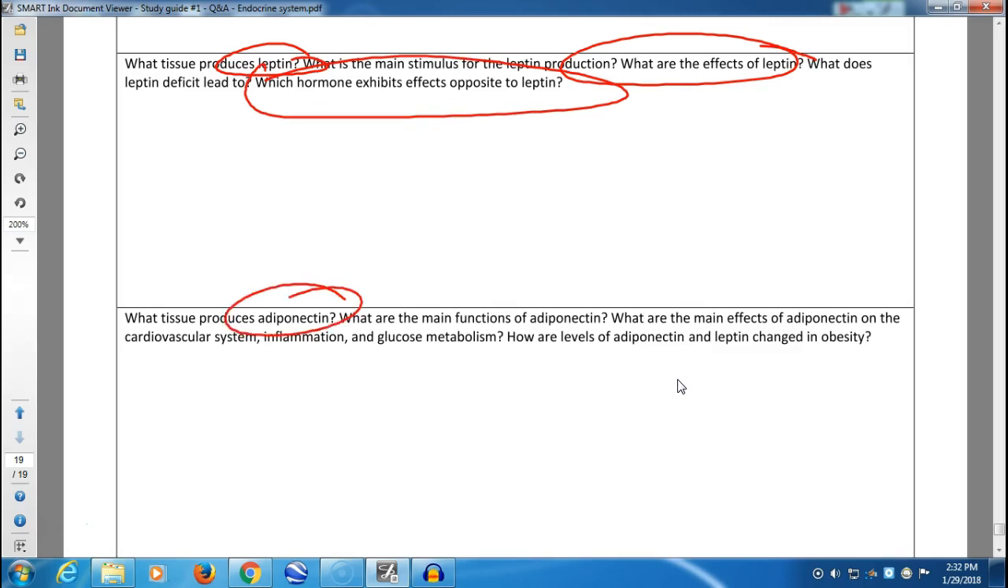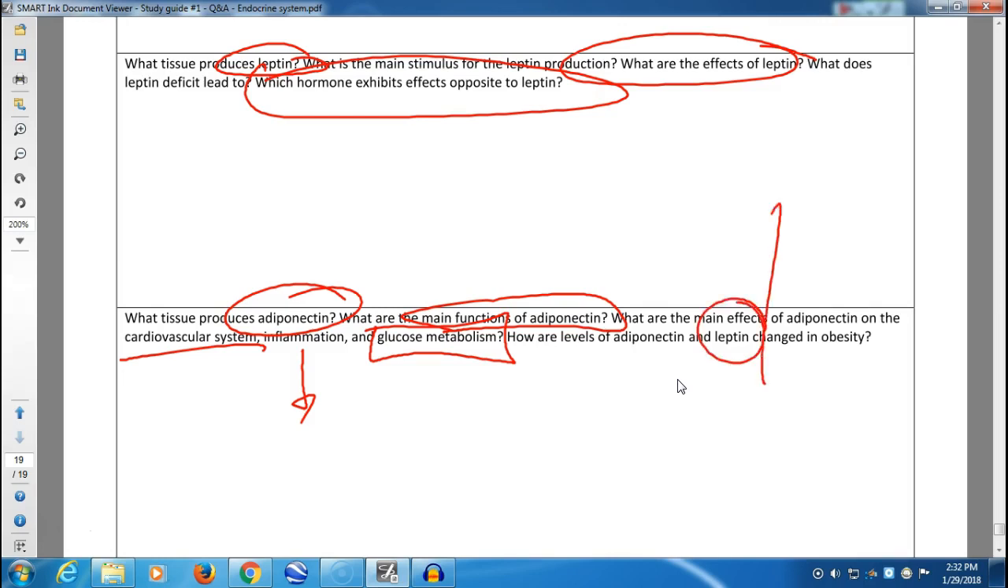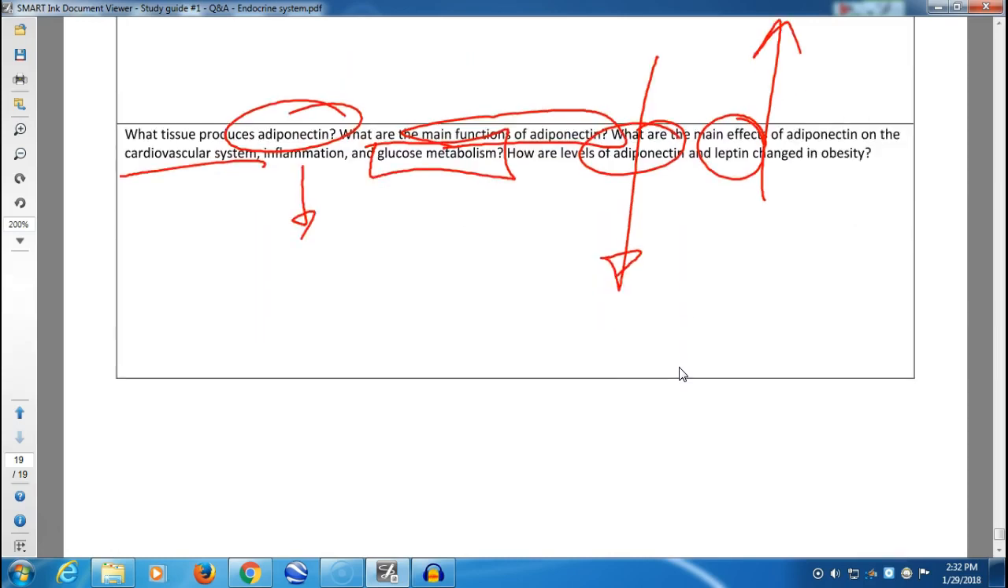Adiponectin is produced by adipose tissue and liver and muscle, actually. Main functions: anti-inflammatory, cardiovascular system, increased cardiovascular health, decreased inflammation, lower risk for diabetes development. Okay, improves glucose metabolism. In obesity, leptin levels are elevated and adiponectin levels are decreased.